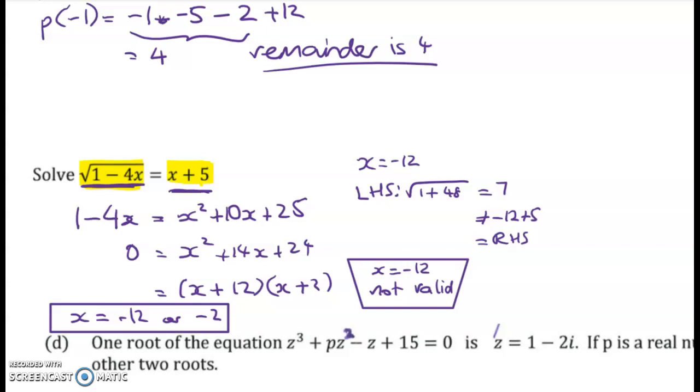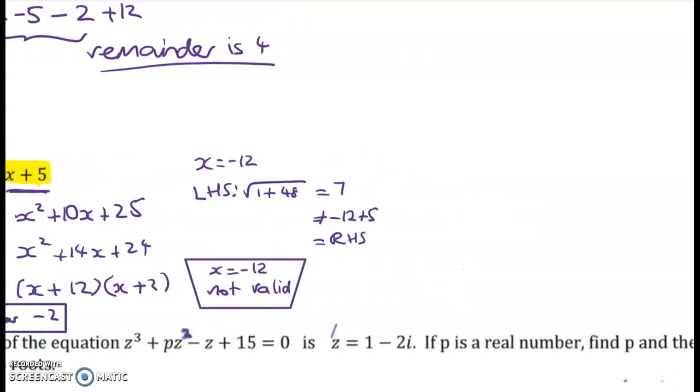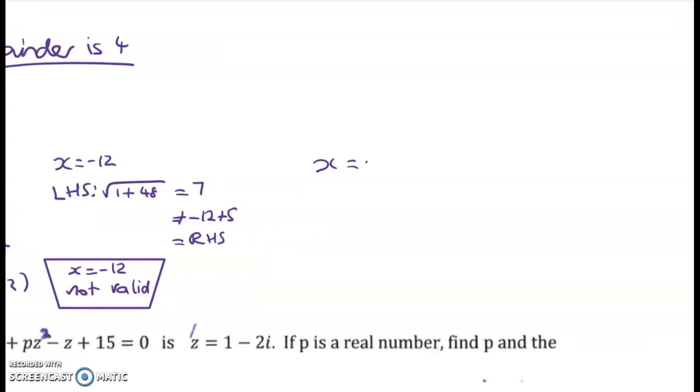And now we're going to go on and we're going to check x equals negative 2. And on the left-hand side, we get the square root of 1 plus 8, which is 3, and that is equal to negative 2 plus 5. So x equals negative 2 is a solution.